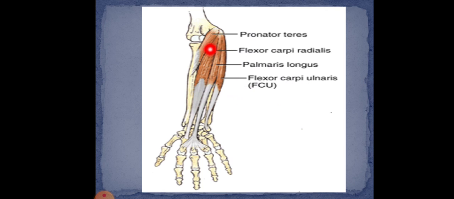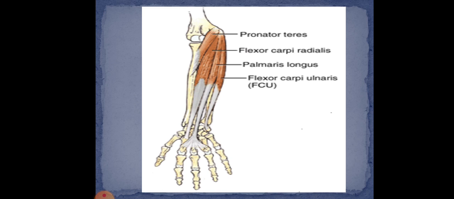All these muscles originate from the common flexor origin, which is located in front of the medial epicondyle. In addition to that, pronator teres has another head known as the deep head, originating from the coronoid process of the ulna, and flexor carpi ulnaris also originates from the olecranon and posterior border of the ulna. So this is the general origin.